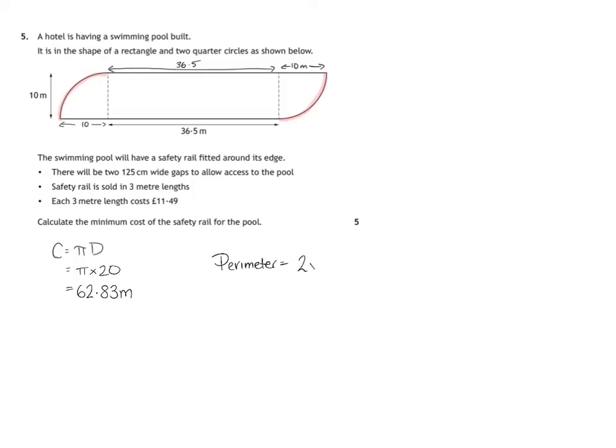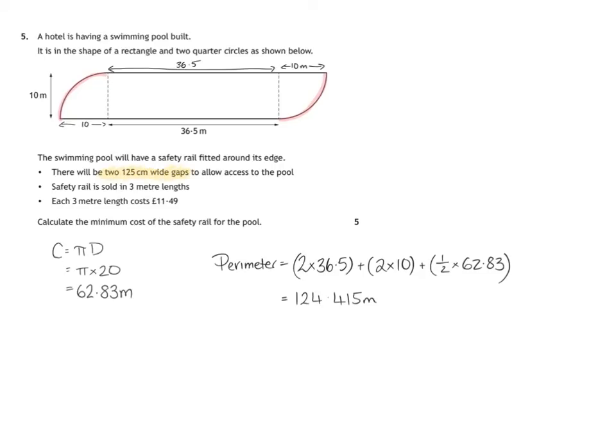But in fact, our perimeter is going to be, so perimeter, so we've got 2 lots of 36.5. We also have 2 lots of 10. And then we have half of our circle, which is 62.83. So when we put that all in the calculator, we end up getting the perimeter of the pool is 124.415 meters.